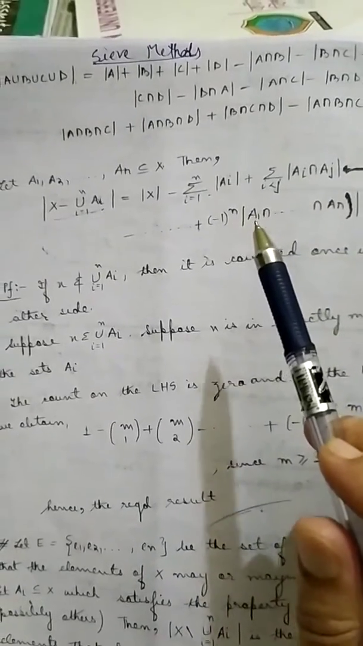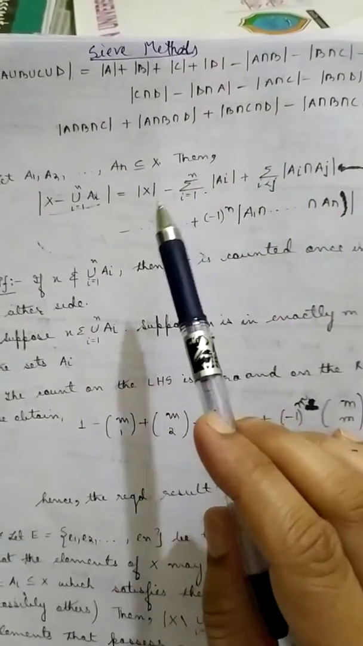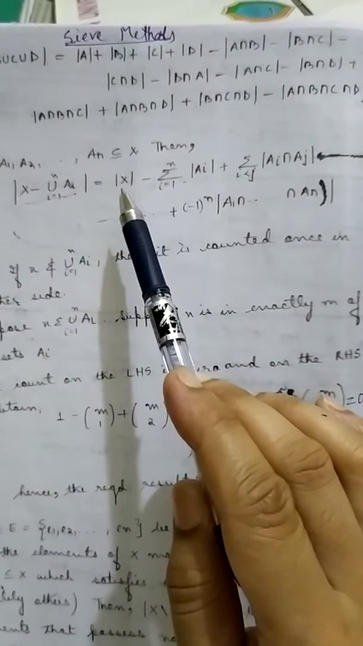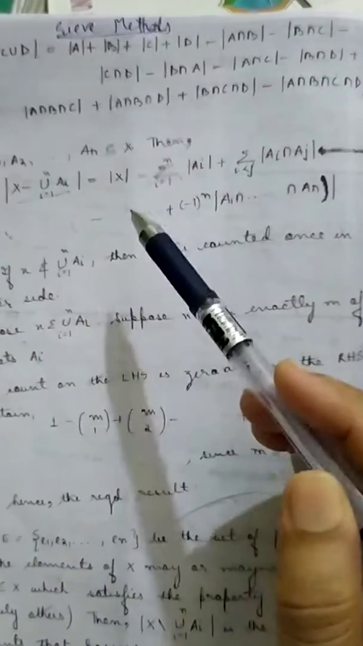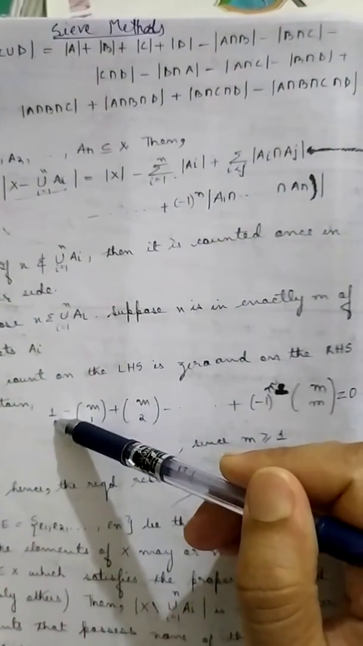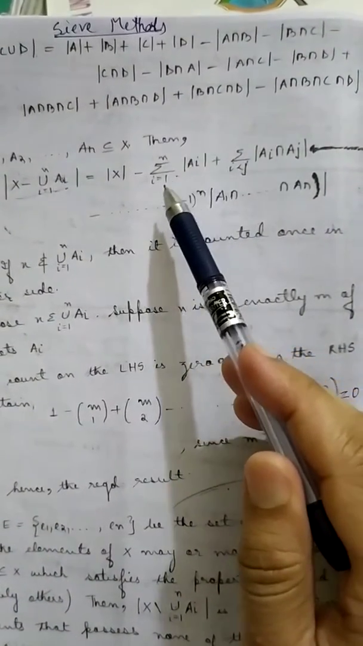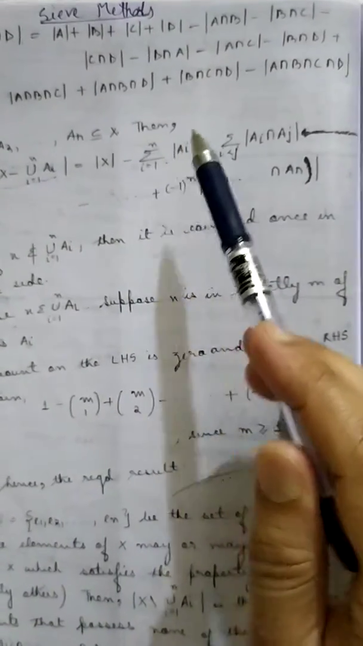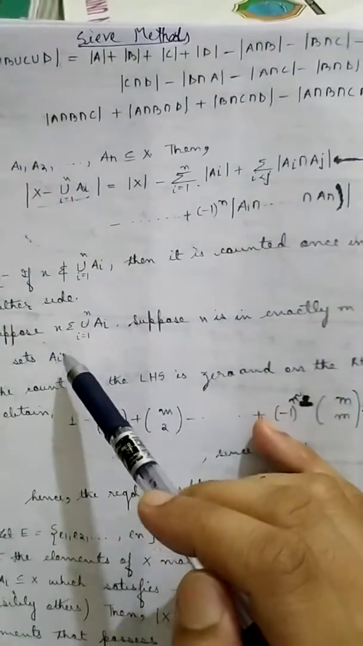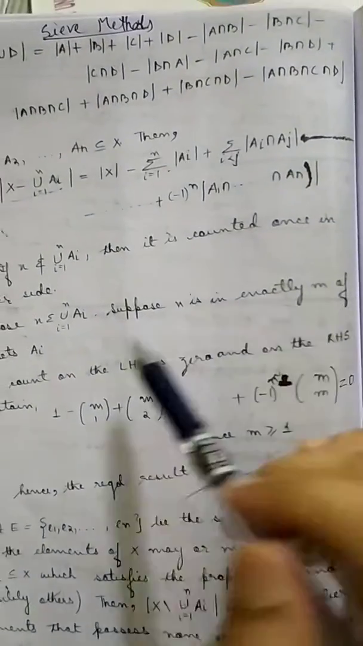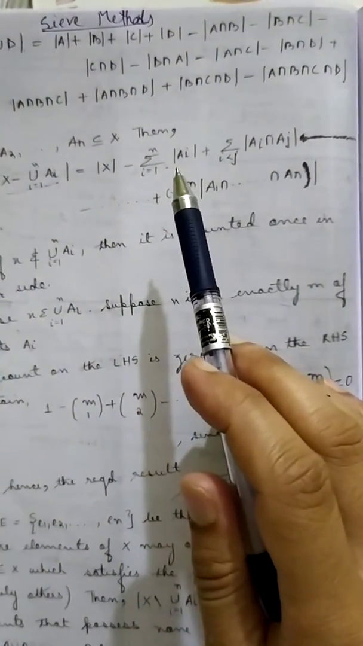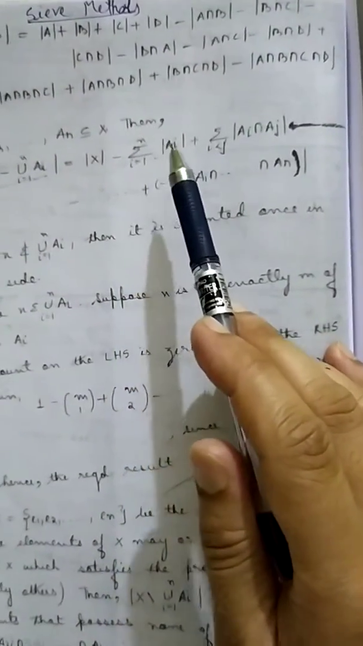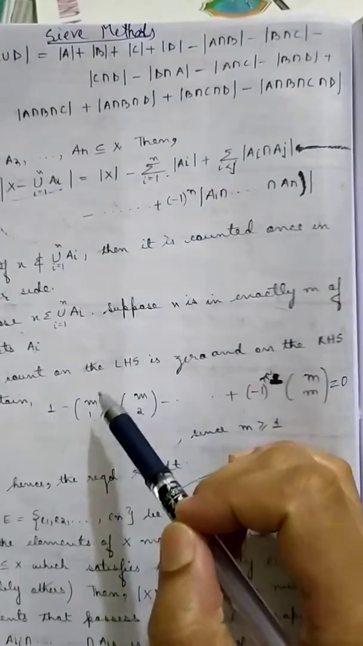Now see, in this first term we are going to count x once, that is 1. Here n sets are there. Out of these n sets, m sets contain this x. Therefore we are going to count that x here m times. So this is nothing but m choose 1.